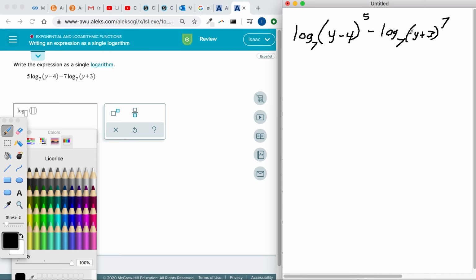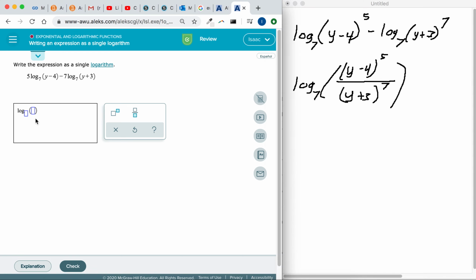And so now we can start doing some condensing. You've got to do that first. Get rid of the numbers that are multiplying in front of the logarithm. Now it's the subtraction rule. And if you remember, that means that we're supposed to divide the two things. So this is supposed to be log base 7 of y minus 4 all to the 5th over y plus 3 all to the 7th. So base is 7. That didn't change. Then we need a fraction, and then we said y minus 4 to the 5th power, and then y plus 3 to the 7th power.